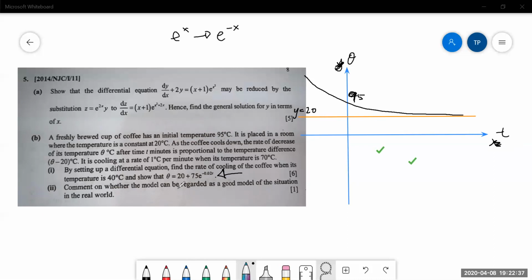So we have to comment whether the model can be regarded as a good model in the real world. No. Why not? Unrealistic. Why unrealistic? Maybe because the temperature of the coffee can go below 20 degrees. Right? But on this graph, because there's a horizontal asymptote, it prevents the temperature of the coffee from going below 20 degrees.